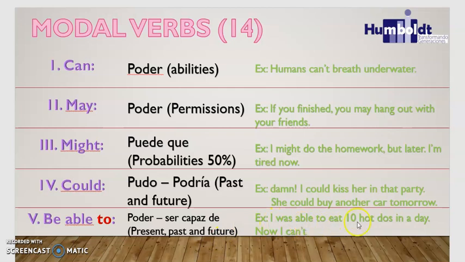I was able to eat 10 hot dogs in a day. Yo podía comer 10 perros calientes en un día. O yo era capaz de comer. Okay, but now I can't. Y ahora no puedo. So remember that we can use it in the 3 different tenses, and the difference with can and the others is that we use to. Okay, don't forget it. So you can conjugate this be into am, is, are, was, were, or will be. That's it. We continue with the others.